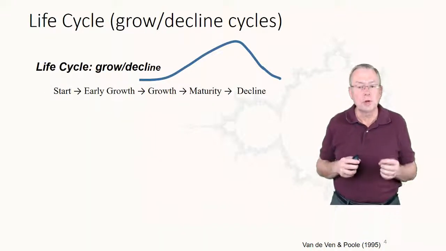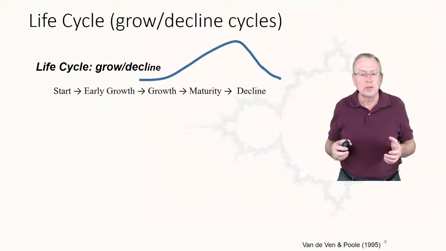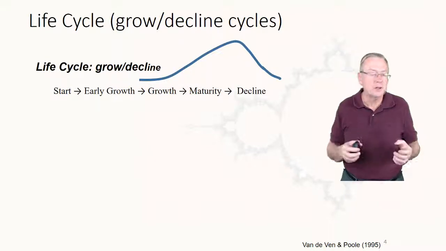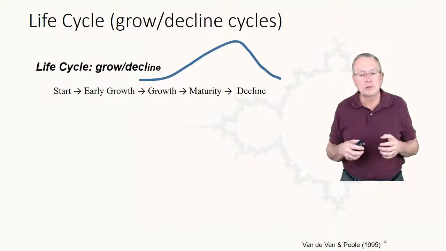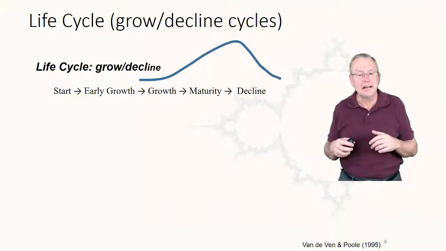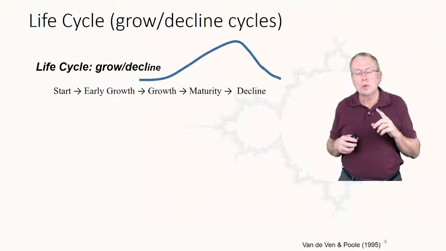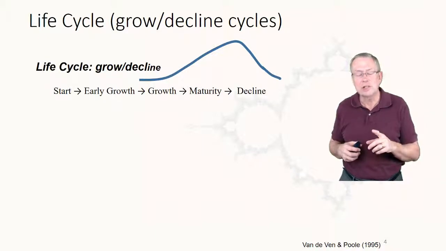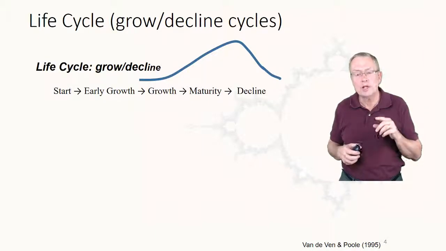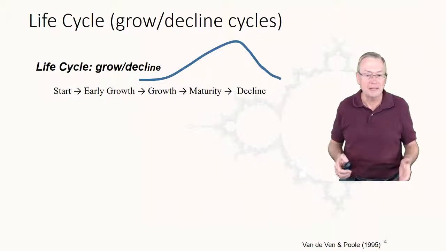The life cycle, the grow, decline. This is a typical curve of the life cycle where there is a start or birth, early growth, later growth, maturity, and eventual decline. The challenge is, how do you re-energize the organization so that you do not go into a true decline, which is organizational death?